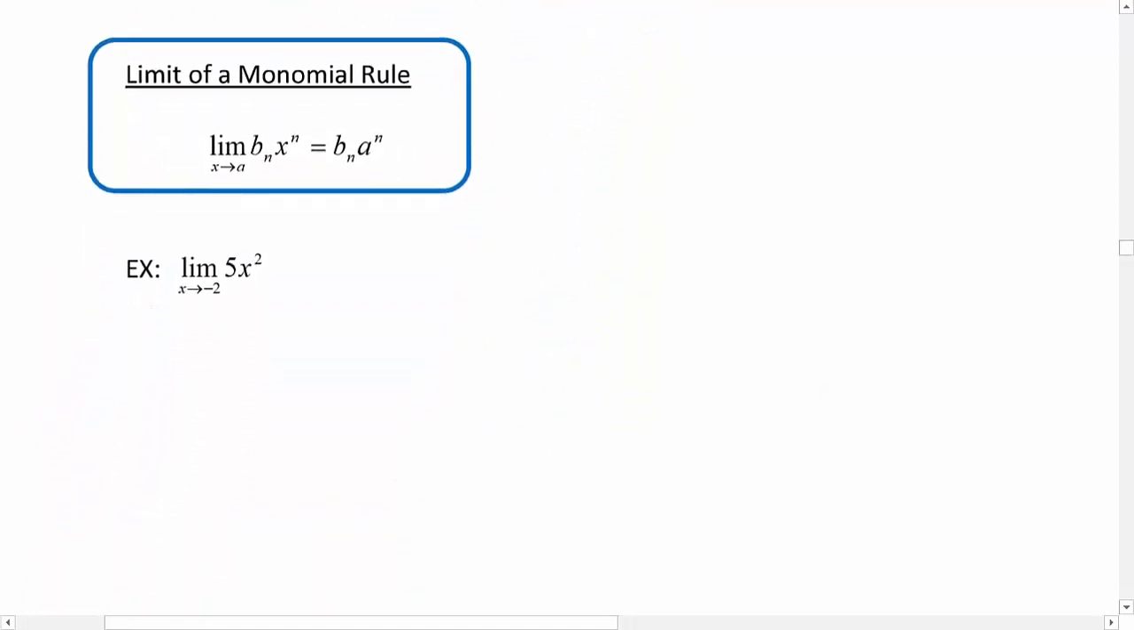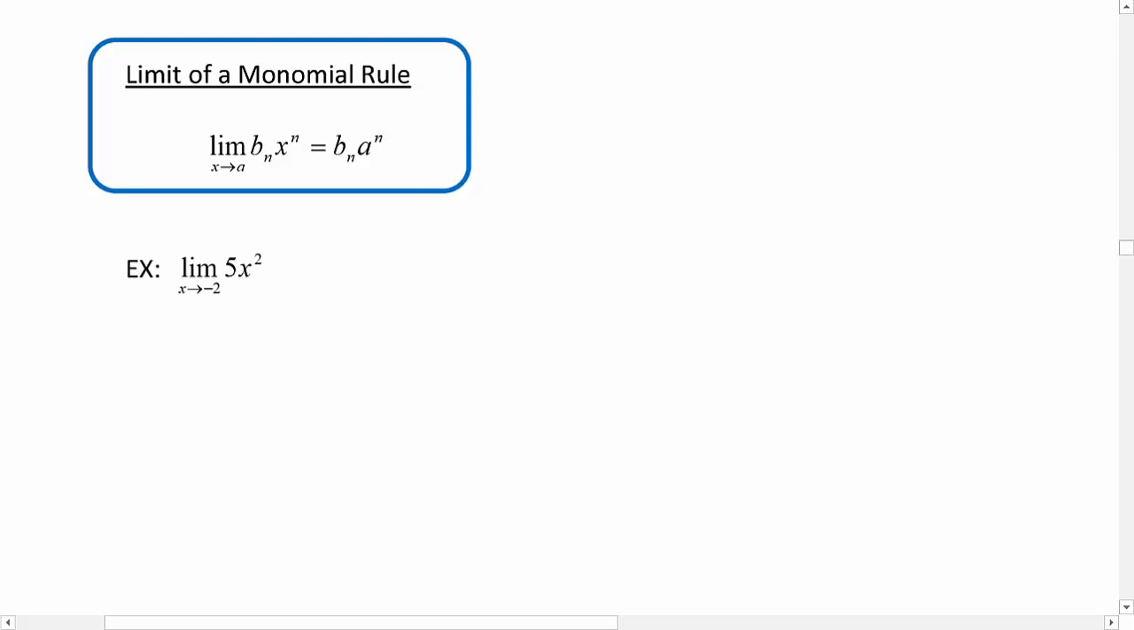Our next rule is the limit of a monomial rule. We're kind of combining our constant multiple rule and our identity function rule and our power function rule here all into one. Once we get the basics down, we're able to do some combining that makes life a whole lot easier. The limit as x approaches a of b sub n times x to the n is equal to b sub n times a to the n.